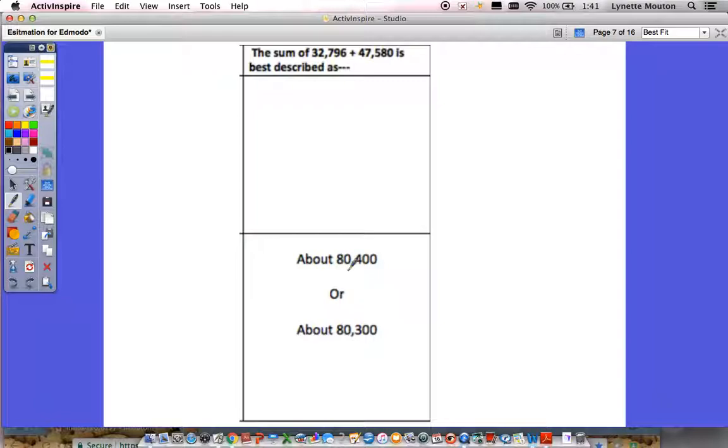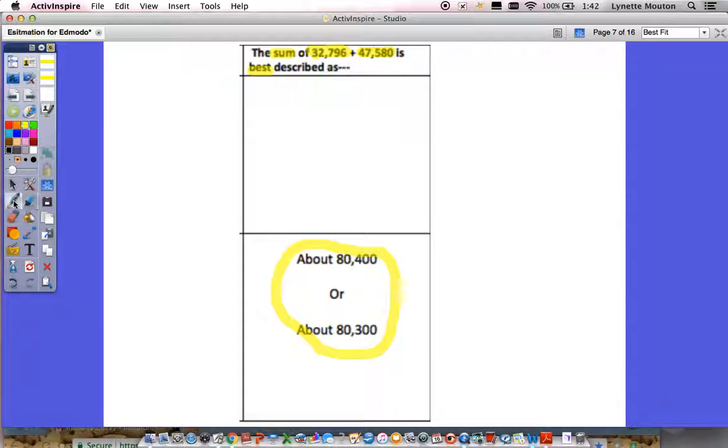This is where it gets extremely tricky. They give you the question up here, and this is a Hampton City Schools document that they gave us in our teaching, because they know that we can see questions that look like this. And we want the sum of, sorry, it's so small, 32,796 and 47,580. And again, best described, and here are our answer choices.